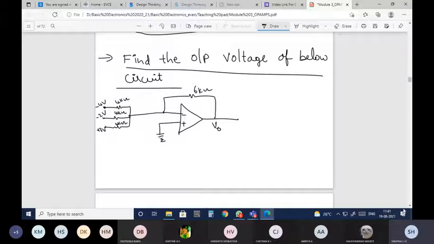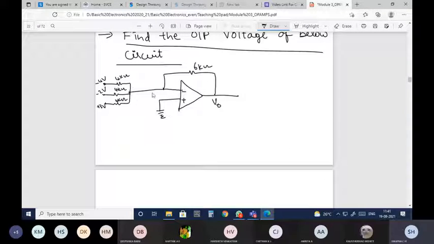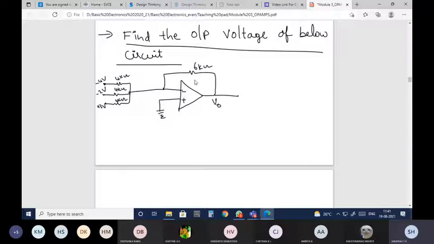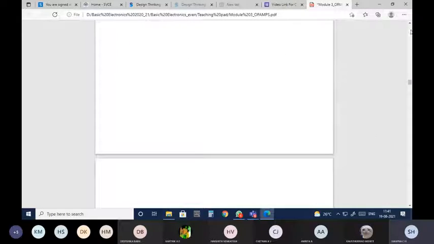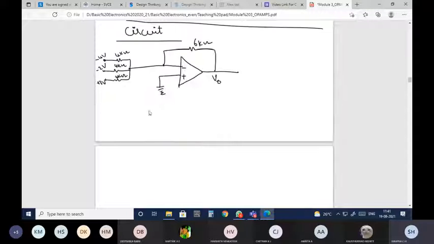So first thing, whenever you get such questions, you need to identify which circuit this is. Which circuit is this now? Adder. So I've told you that you need to remember the equation, right? Using this equation, you need not derive once again. You can directly use the equation. So what is that equation? V naught equation, we know that.